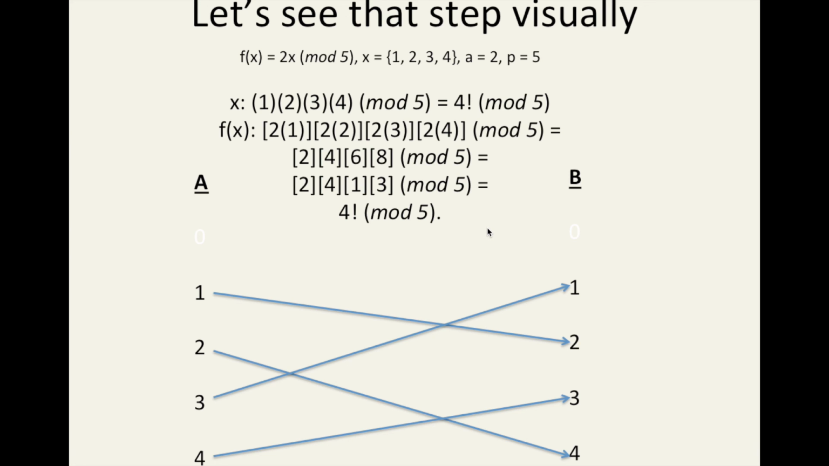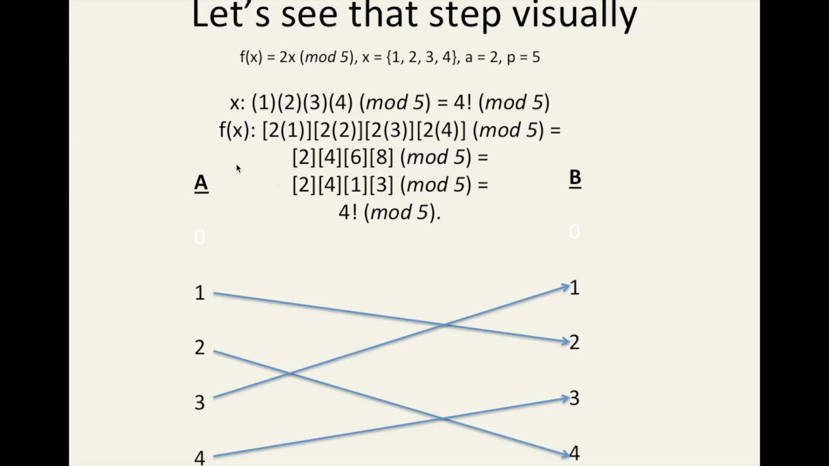So what you can see is that if you multiply all of the values of x, or all the values of the domain, then you actually get 4 factorial. And if you were to multiply all the values of the range, or all the values of f of x, you would also get 4 factorial. So what this shows you is that when you multiply all of the values of x, you actually get the same exact thing as if you were to multiply all the values of f of x.